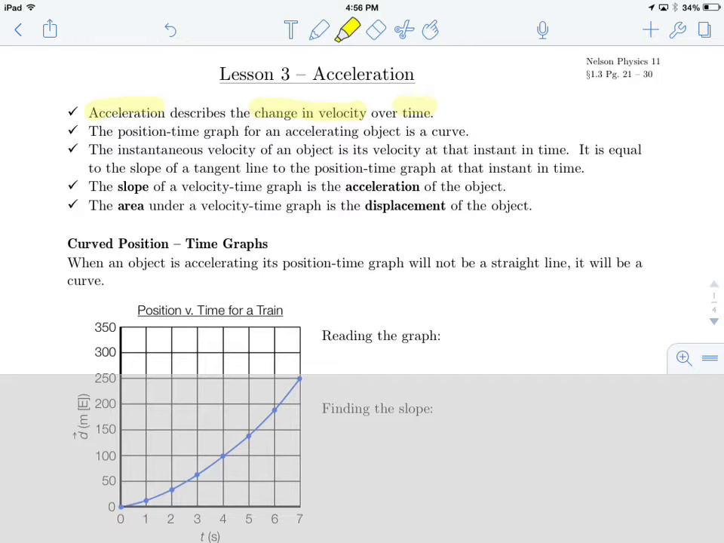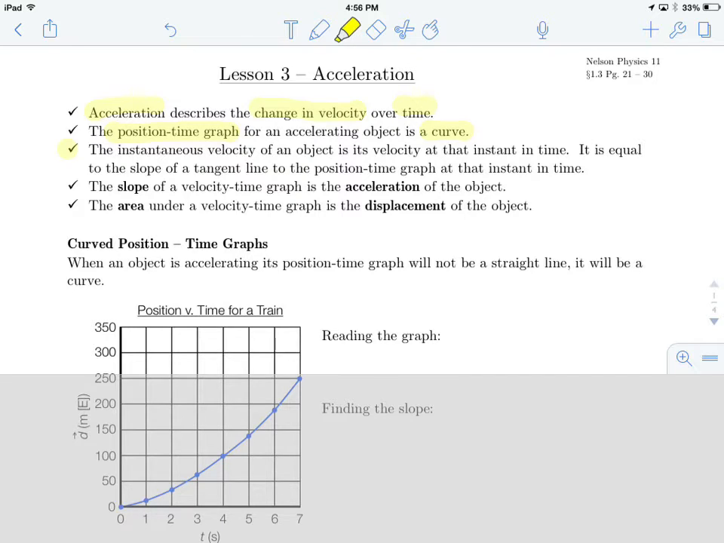Second thing that we're going to talk about is that we begin our investigation by looking at position time graphs. And for any object that's accelerating, we get a curve. Okay, so these are not going to be straight lines, these are going to be curves, which make our analysis a little bit trickier.